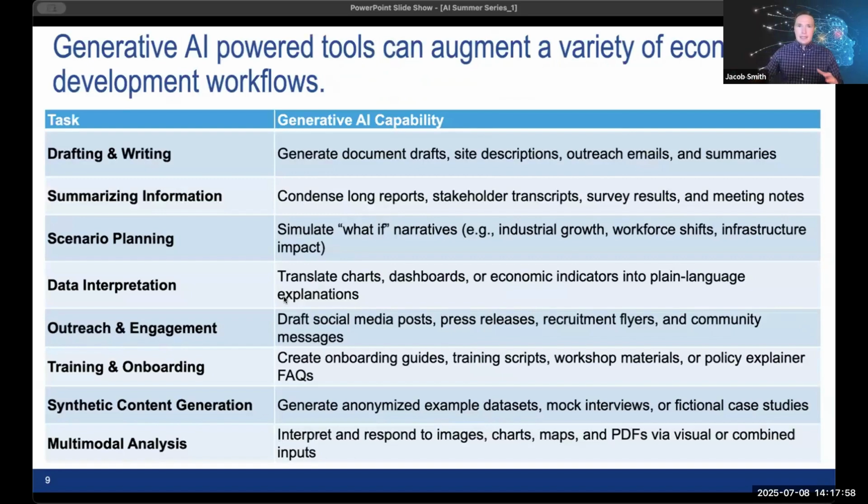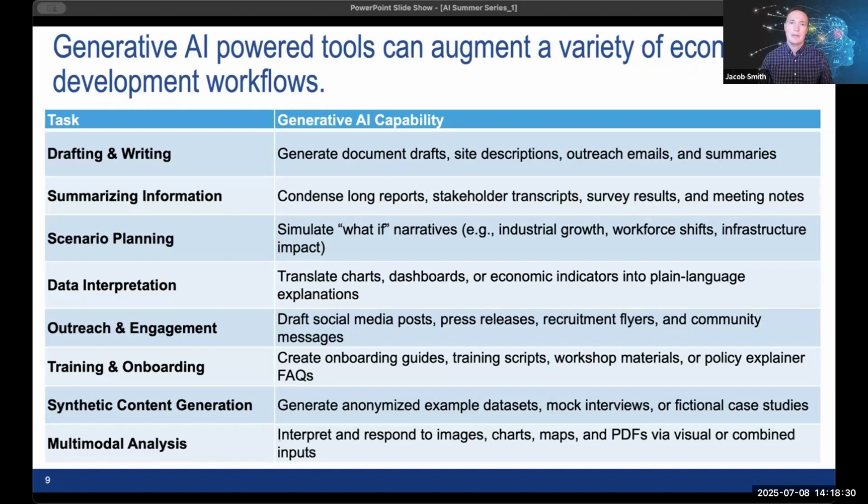So to give you an idea of some of the high-level tasks that generative AI-powered tools can augment within economic development workflows, I've provided a short list here, but really the limit of generative AI is the limit that you can find through experimentation. So these are some very basic examples: drafting and writing content. So there's drafts of grant proposals, emails, press releases. You can look at some of the other examples here.